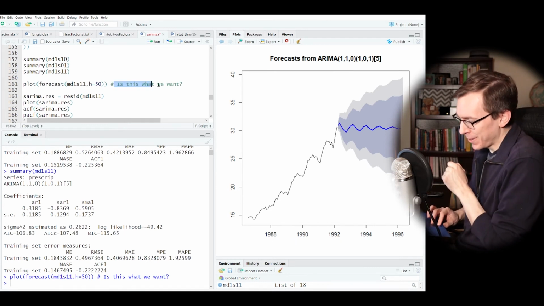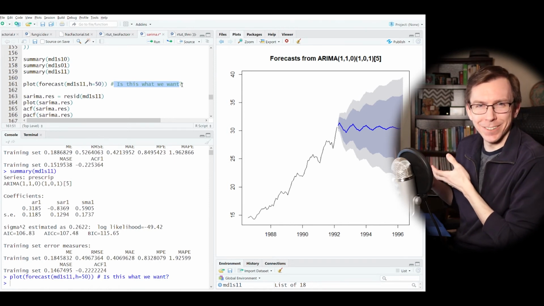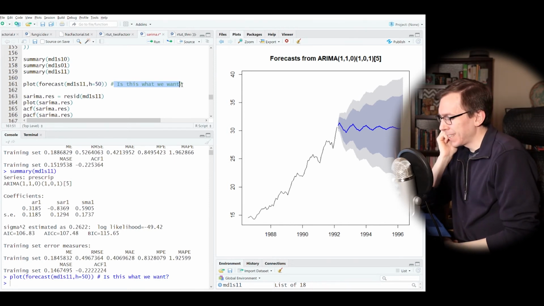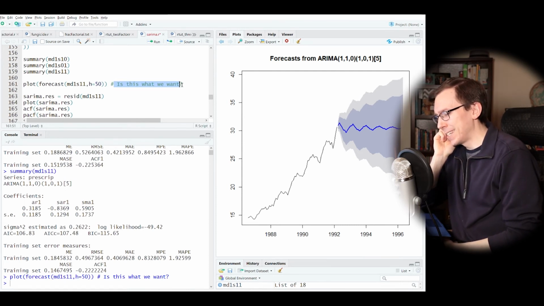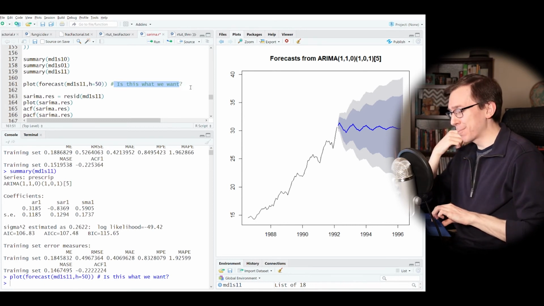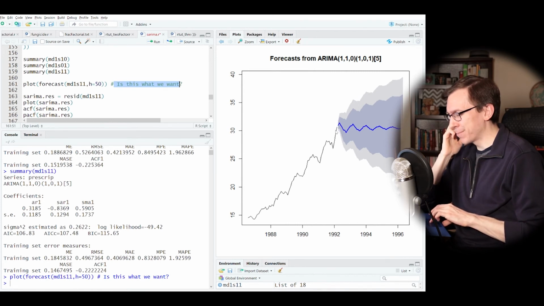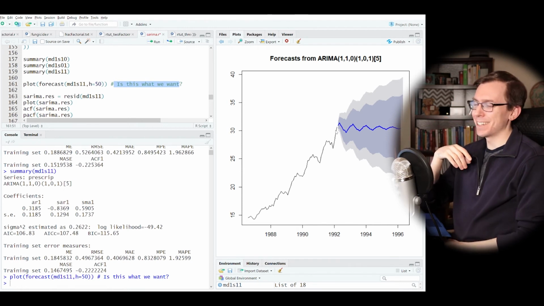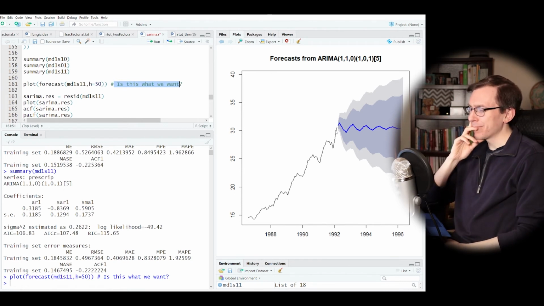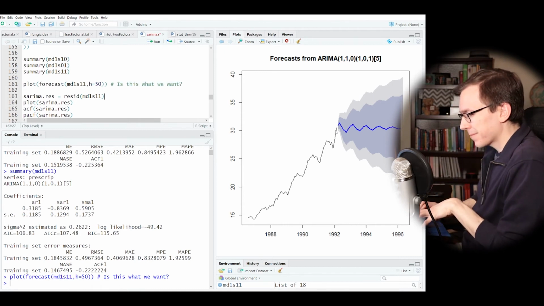So if you notice my green comment here, does this look like a good forecast to you? I mean, if you fit this model and you took it to your boss at the pharmaceutical company you're working for and you said, this is where I think drug prices are going to go, you're probably going to get fired, because it should be going up, right? It's probably not going to just start going horizontally. So something went wrong here.